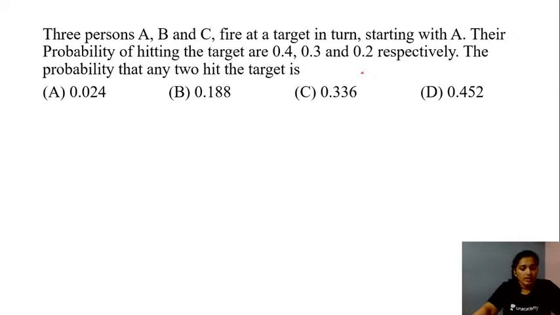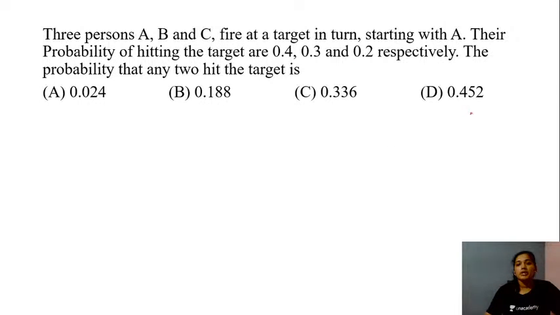3 persons A, B and C fire at a target in turn starting with A. Their probabilities of hitting the target are 0.4, 0.3 and 0.2. The probability that any two of them hit the target is equal to which of the following options? Okay, so here you have 3 people who are trying to hit a target. So you are asked for the probability that 2 of them will succeed and the third person will fail.